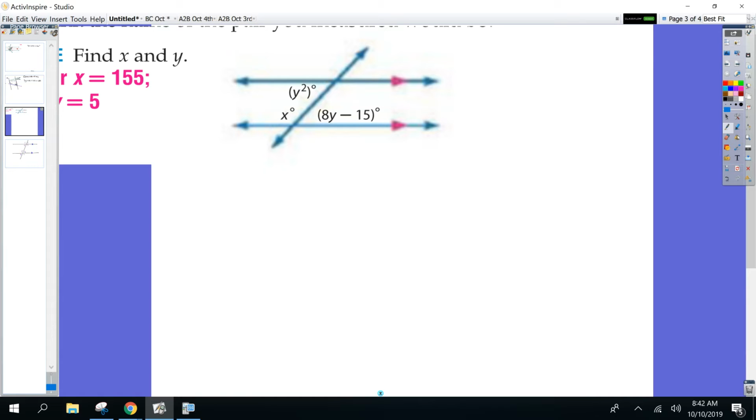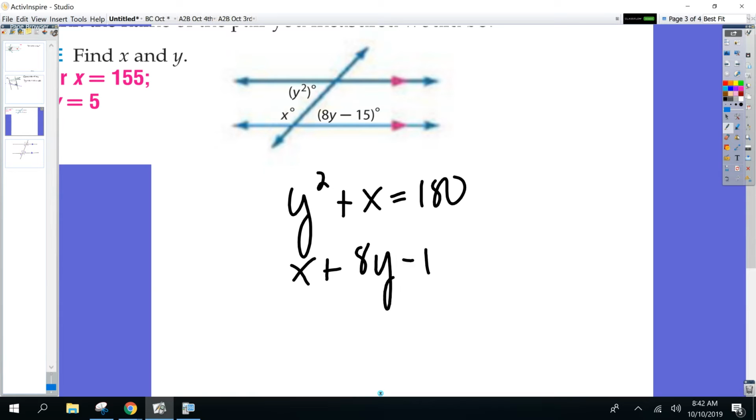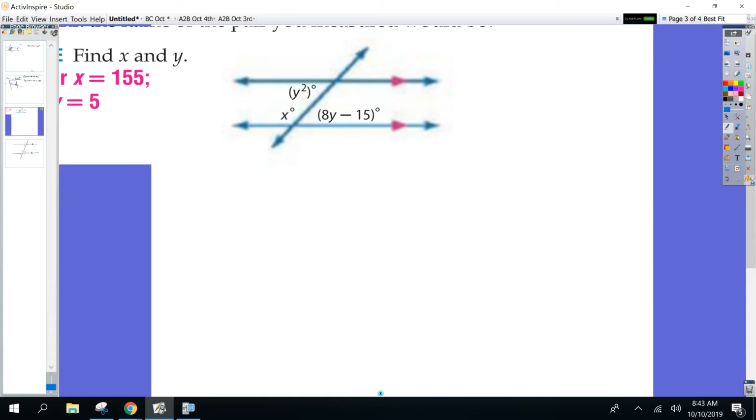Here we go. First of all, could you have gotten away without factoring? I guess. You could have said y squared plus x is equal to $1.80. And then you could have also said x plus 8y minus 15 is equal to what? Good luck with that. I'm not touching that. I'd prefer to touch y squared and 8y minus 15, because what type of angles were they? Alternate interior. What do we know about them?